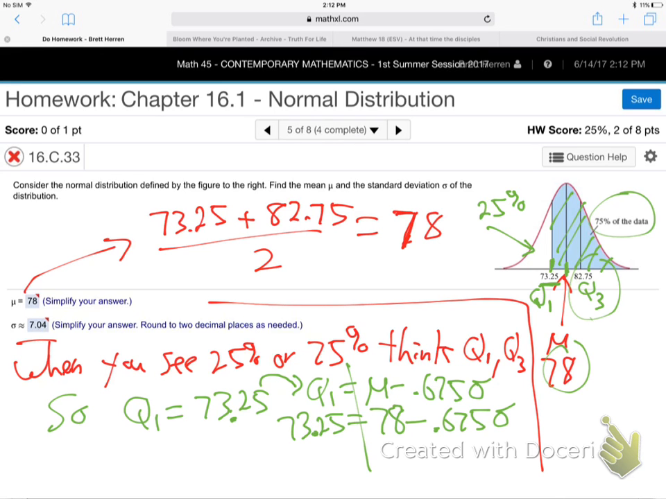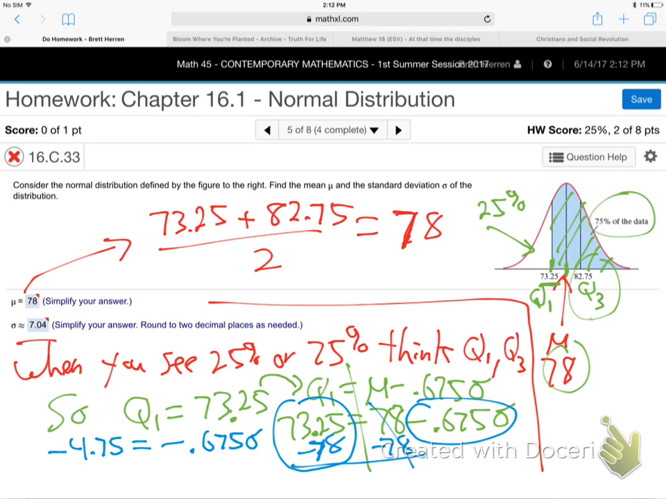Okay, so now can we solve this little equation here? How do we do it? How do we get sigma alone? Subtract 78. First off, what happens on this left side? Is that minus 4.75, I think? Isn't that what that is? Yeah. Equals minus, careful, leave the minus in there. Don't lose that minus, right? Minus 0.675 sigma.